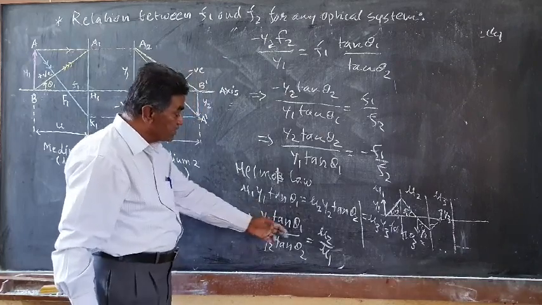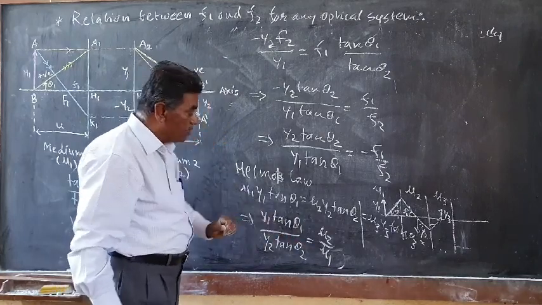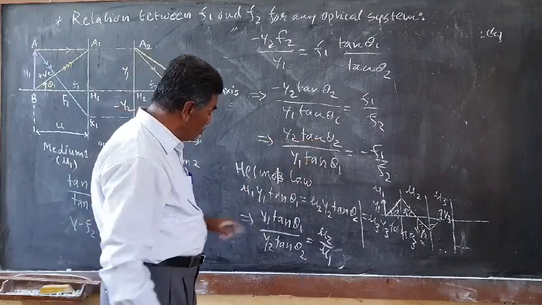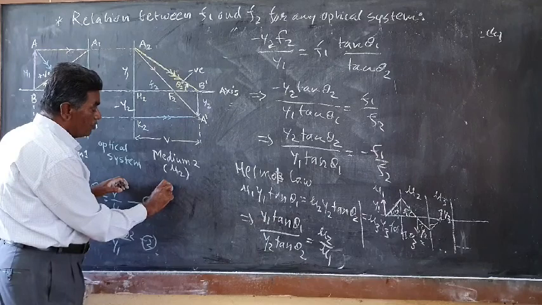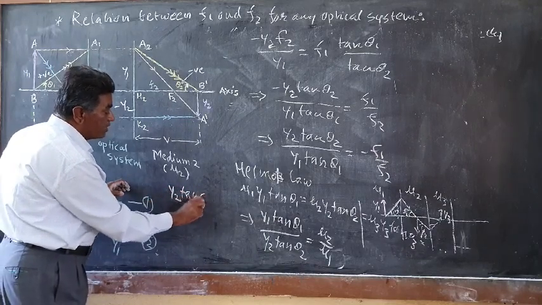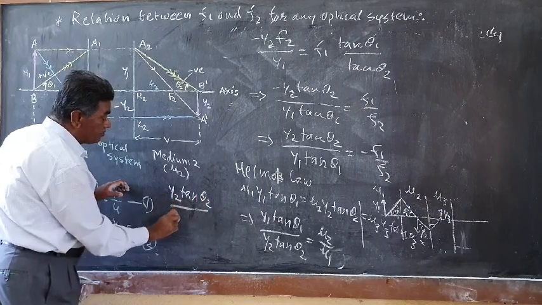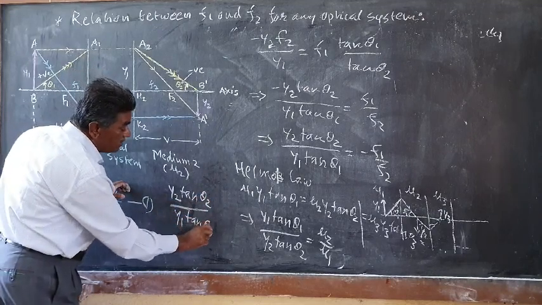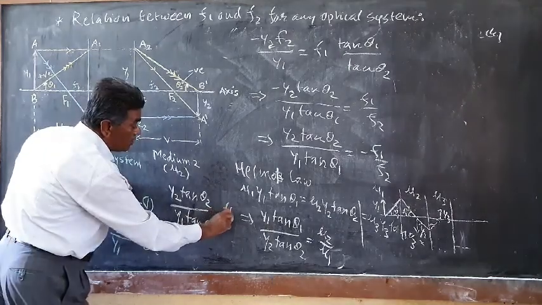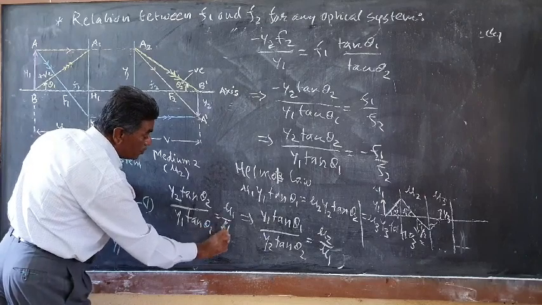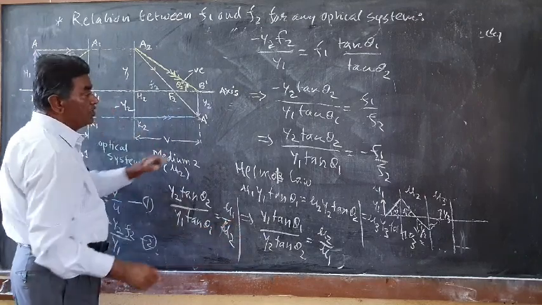You have to convert this. So we get mu1 divided by mu2. So we get y2 tan theta 2 here. Inverting that equation, y2 tan theta 2 divided by y1 tan theta 1 will be equal to mu1 divided by mu2, and we will put this value in this equation.